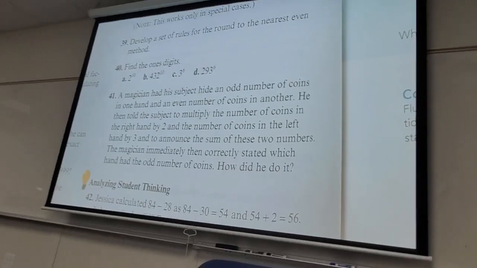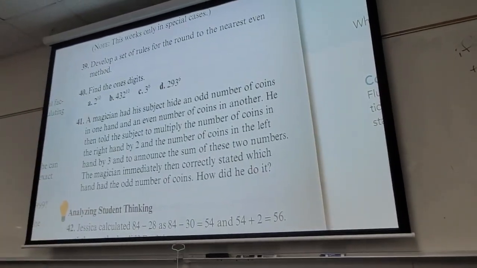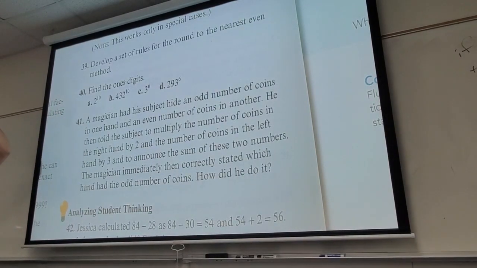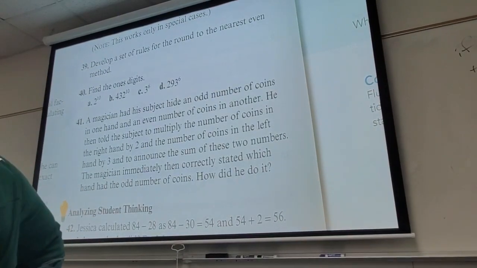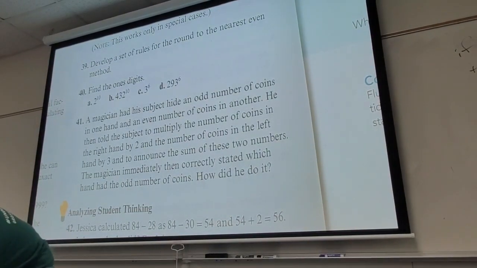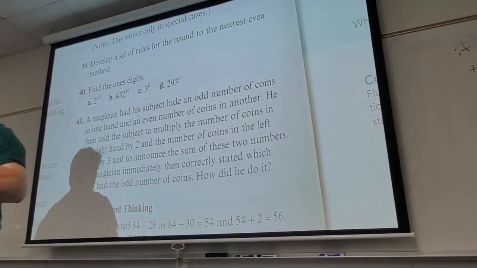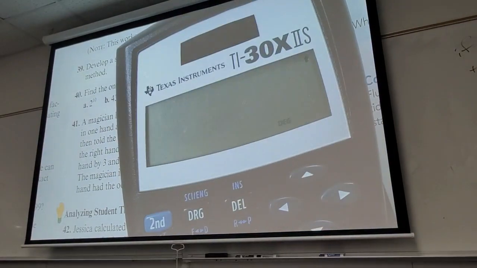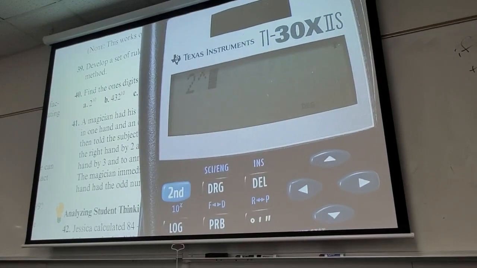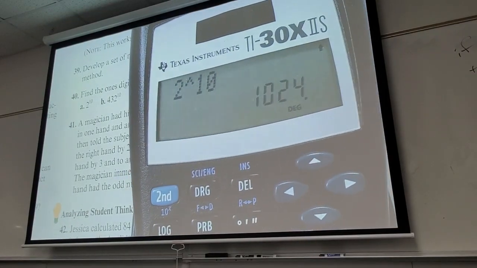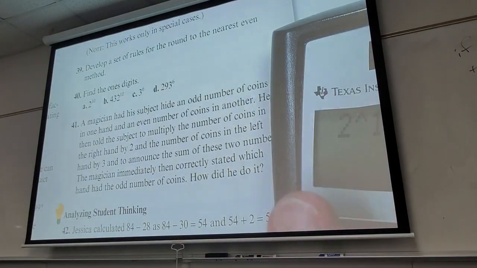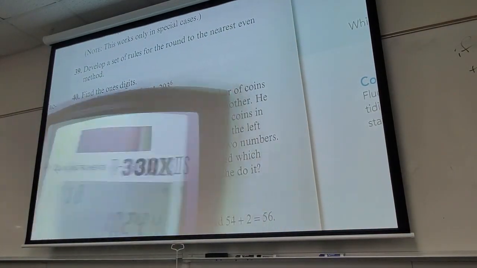So if you haven't tried this yet, if you have your calculator, because obviously, if I'm a student in this class and I see a question that says find the ones digit, I'm going to just do 2 to the 10th, right? So if you have a calculator, do 2 to the 10th. That one's an easy one, right? That's a gimme. What happens on the next problem? Try to do 432 to the 10th.